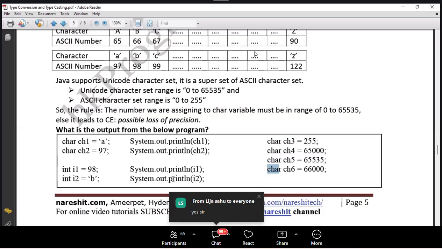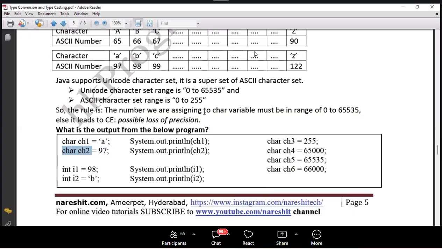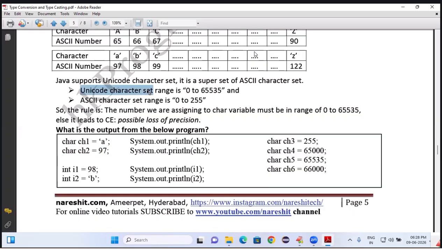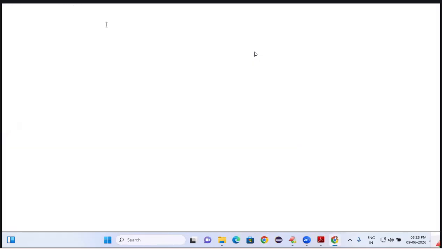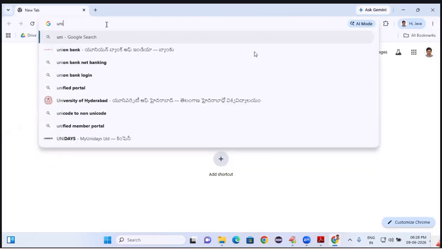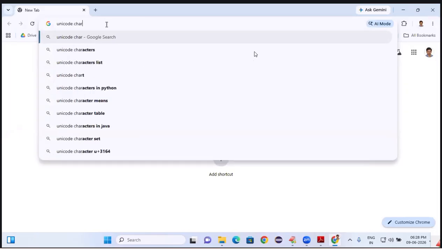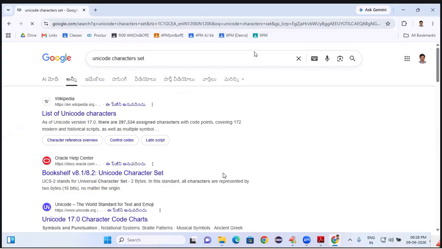Repeat again. If I assign int literal to char variable, inside this variable, the character equivalent to the assigned integer number is stored, retrieved from the Unicode character set. It will go to the Unicode character set. Sir, where is the Unicode character set? I don't know, sir. Open the browser. Type here Unicode character set. Okay? Now open this Wikipedia.